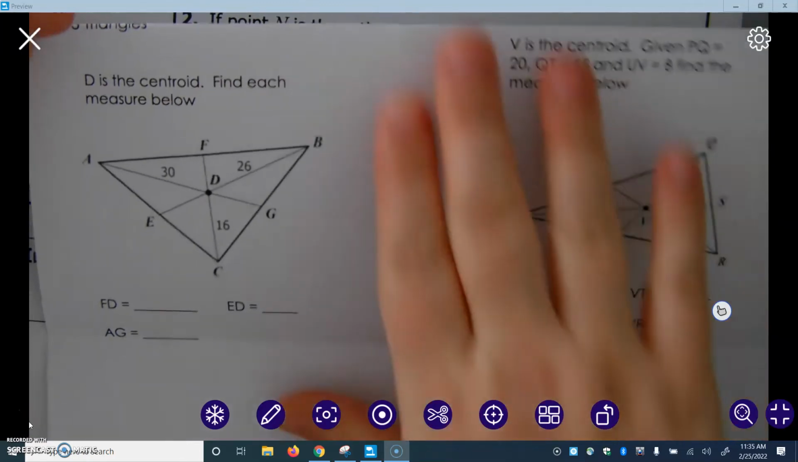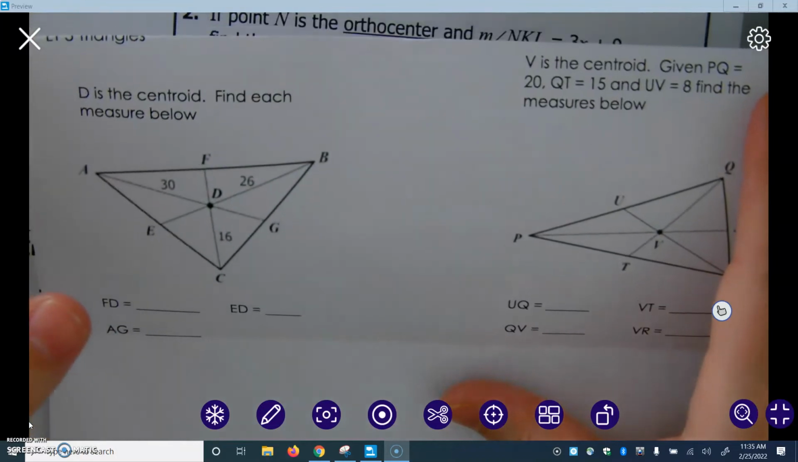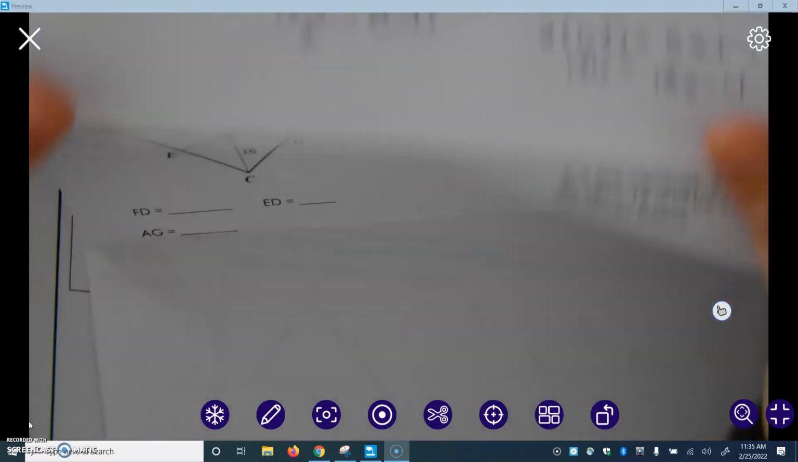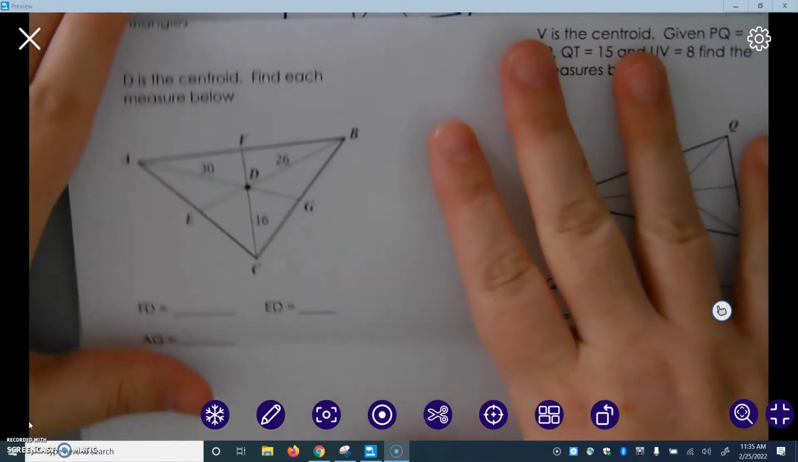Alright guys, this is the last video for the Unit 2/3 test. This is Unit 2, Topic 3, triangles. And so these are your test questions. We're going to go over those first.